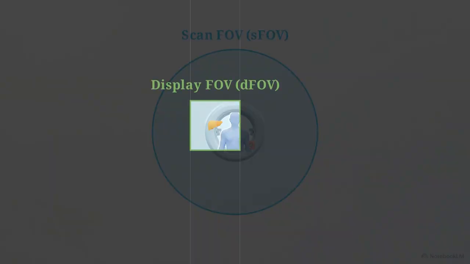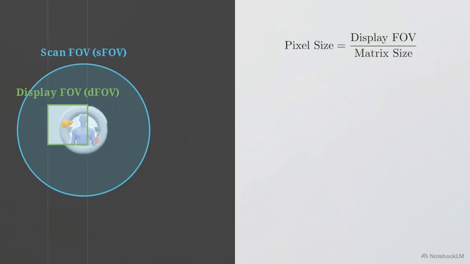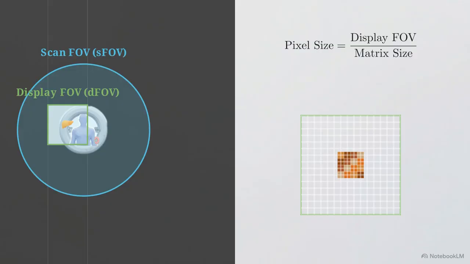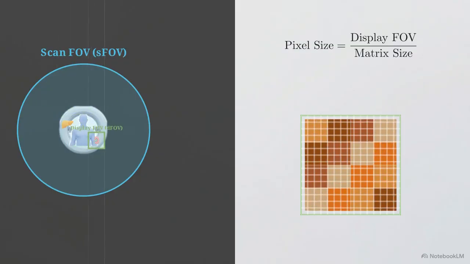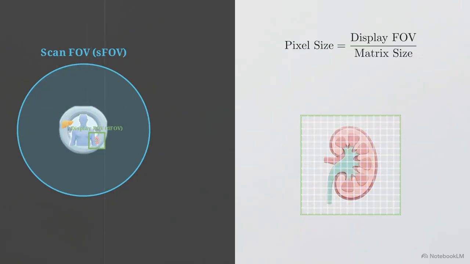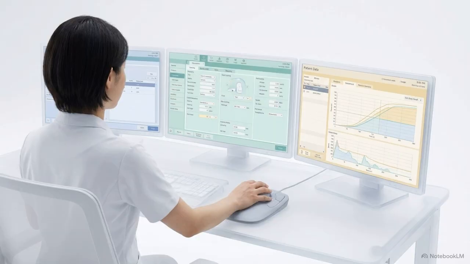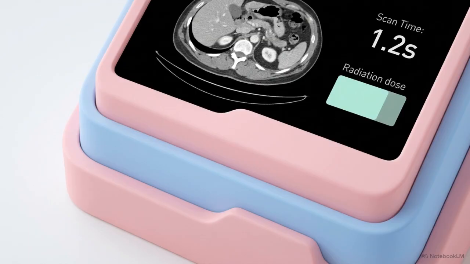This brings us to a strict mathematical relationship. Pixel size equals the display field of view divided by the matrix size. If we shrink the display field of view around a specific organ without changing the matrix, the resulting pixels become physically smaller, granting us much higher spatial resolution. Manipulating parameters like pitch and field of view allows the technologist to constantly adapt the machine, balancing the strict demands of image resolution against scan speed and patient safety.